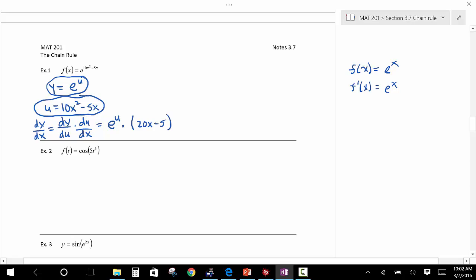20x minus 5. Okay, like that. Now what you need to do is u is this part right here, so that plugs back in like that. So as an answer to this problem, you would have e to the 10x squared minus 5x times 20x minus 5. That's your derivative right there. So what you're doing is the derivative of e to the u times the derivative of u.